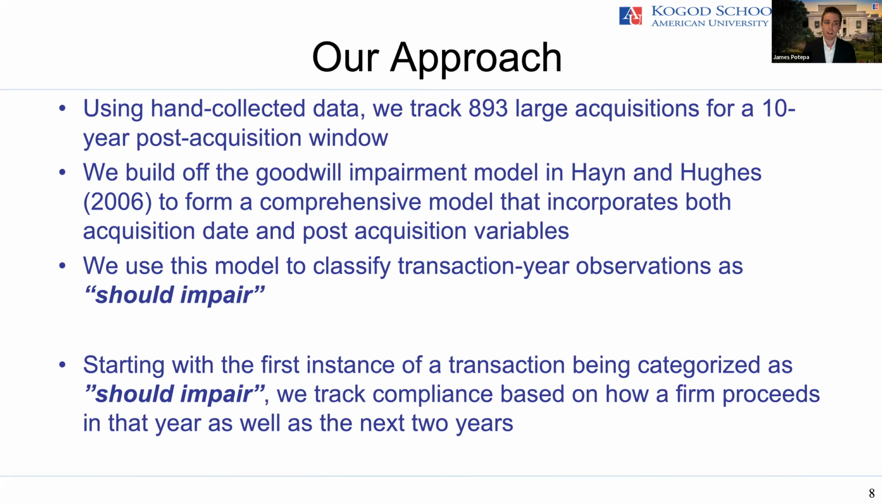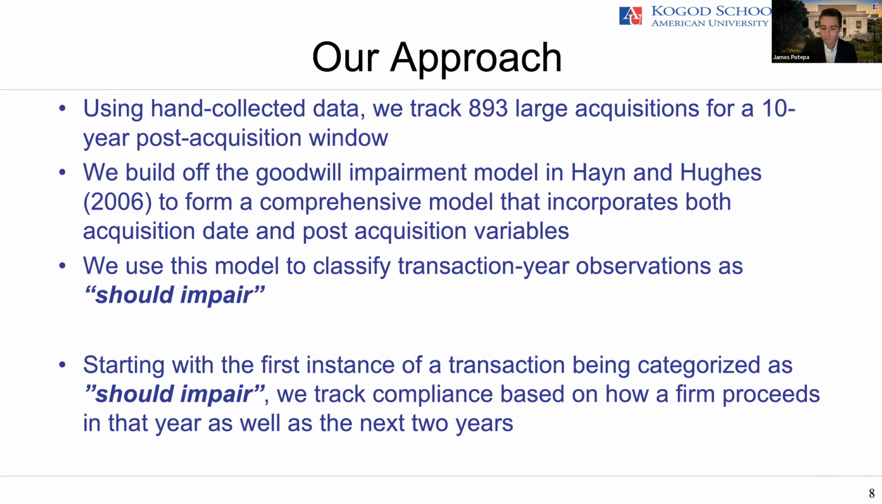We're then going to use the model to classify transaction year observations as should impair. And starting with the first instance of a transaction being categorized as should impair, we're going to track compliance based on how a firm proceeds in that year, as well as the following 2 years. Yes, Ayala?